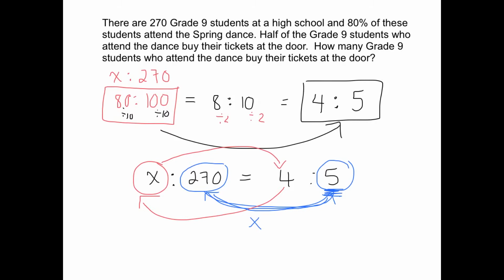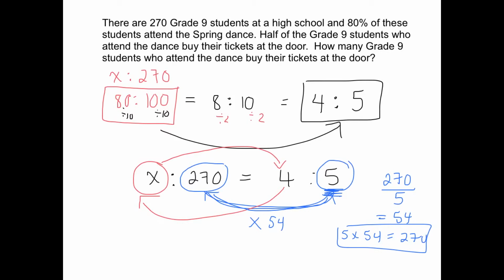Well, remember, the opposite of multiplication is division. So if I take 270 and divide it by 5, we can figure out the missing factor. 270 divided by 5 equals 54. Let's check. Is 5 times 54 270? Yes. That means that we multiplied the second terms by 54.